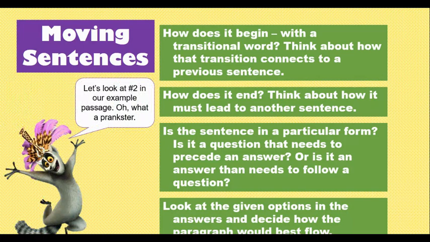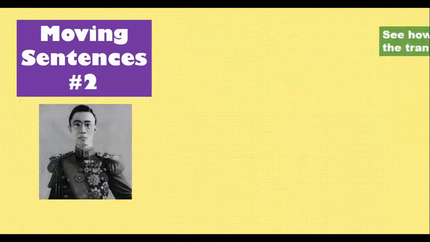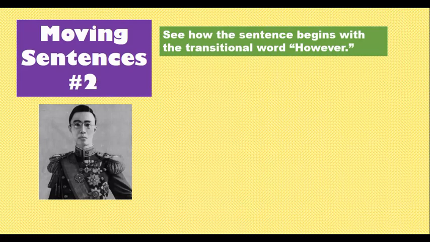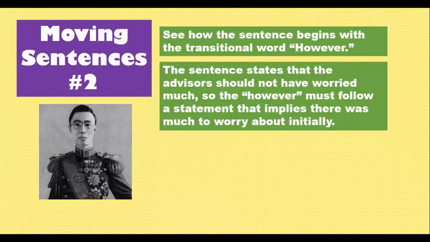So let's take a look at sentence number two, or question number two, rather. So in question number two, they're asking us about moving this sentence. And the sentence actually starts off with the word however. So we got to figure out, okay, where am I going to put the word however? Because the sentence states that the advisors should not have worried much. So the however must have followed a statement that implies that there was much to worry about initially. Because the sentence is saying, yeah, but however, they shouldn't have worried too much. So what was the worry first to lead into this word however? And that's how you get this one right.